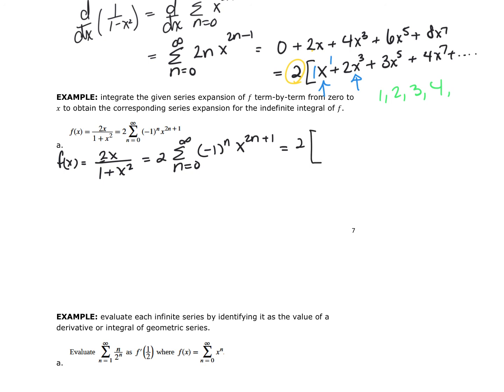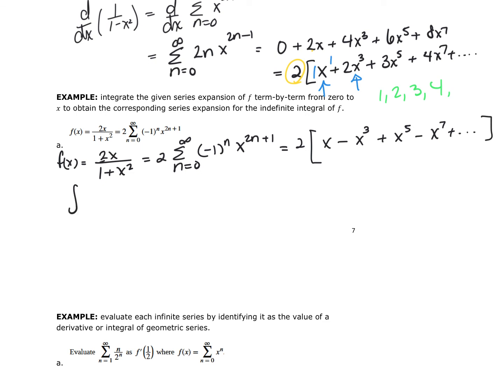I put in 0, I'm going to get negative 1 to the 0, which is 1, and then I'm going to just get x. And then I put in 1, and I'm going to get negative 1, so negative x raised to the 3. And then I'm going to put in 2, and I've got a positive again, and that's x to the 5th. I'm going to put in 3, so it's going to be negative again, x raised to the 7th, and then dot, dot, dot. Now I'm going to actually integrate it term by term.